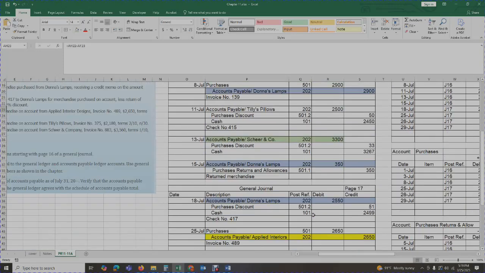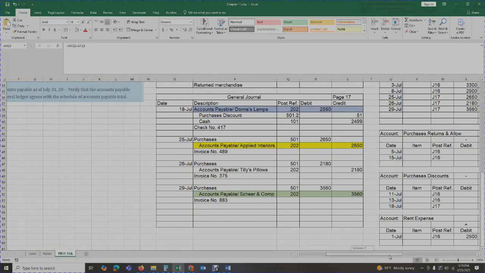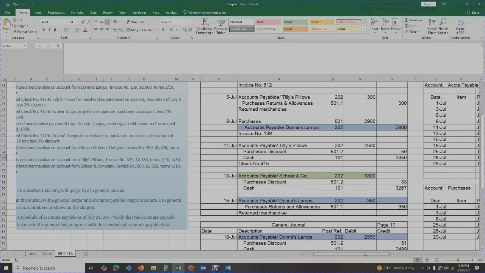So that happened on the 13th. Then on the 29th, we have a credit of $3,560. Okay, so we have to go back and enter that credit. This is on July the 29th. This is Journal 17, and we have a credit of $3,560. So the ending balance is $3,560. So for Shear and Company, we owe them $3,560. Okay. The last one we have is Tilly's Pillows. So let's go look at Tilly's.